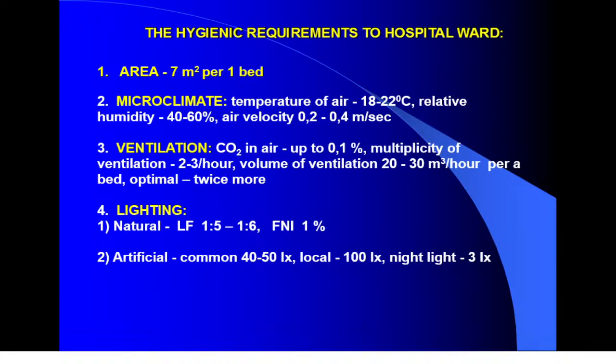Area. Calculation of area depends also on number of beds. If there are several beds in one ward, area is calculated from 7 meters square per one bed. If the ward has only one bed, minimum must be 9 meters square. In intensive therapy department, area is 13 meters square per one bed. For children, 6 meters square per one bed.